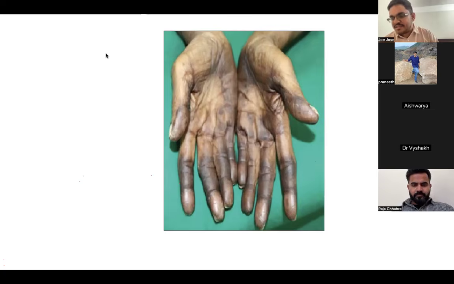What are the drugs that can cause this? Capecitabine and 5-fluorouracil. Can you name a couple more? Doxorubicin, liposomal doxorubicin, cytarabine. So you're right. Capecitabine, liposomal doxorubicin, 5-FU, cytarabine can also cause it, right? So those are some of the causes that you see.